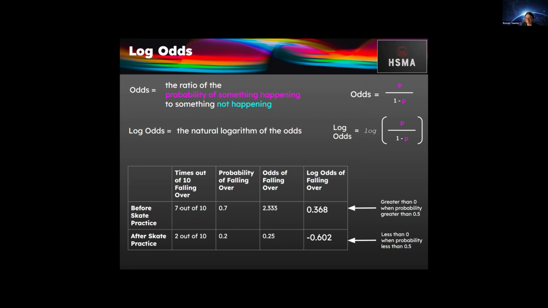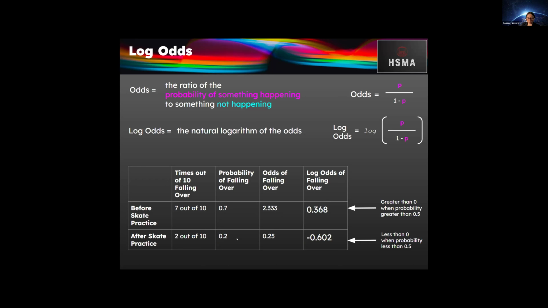Before skate practice, I fell over 7 times out of 10. My probability of falling over was 0.7. My odds of falling over were 2.333. What's worth noting here is it's positive and it's above 1. The log odds of me falling over after I transform this to this new scale is 0.368.